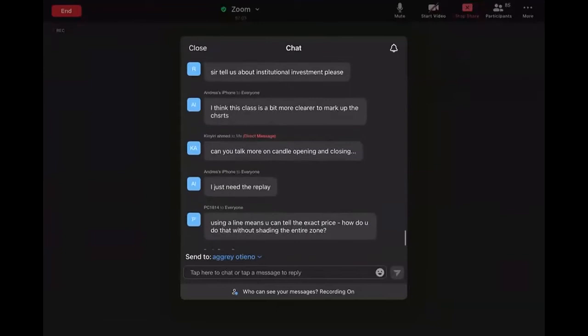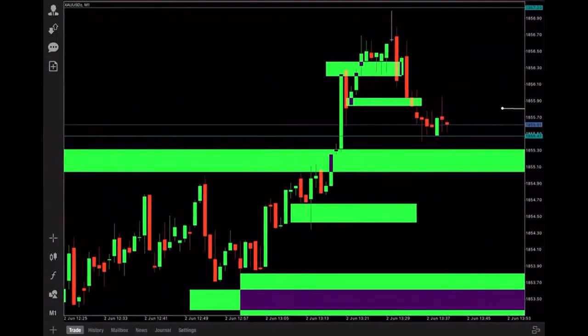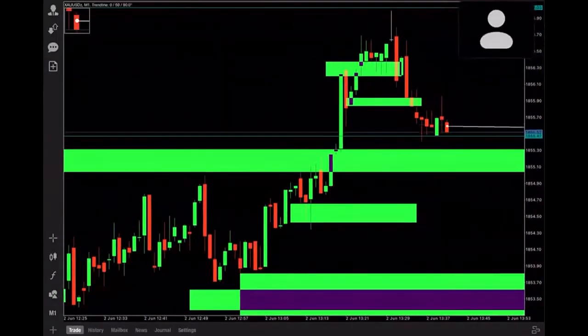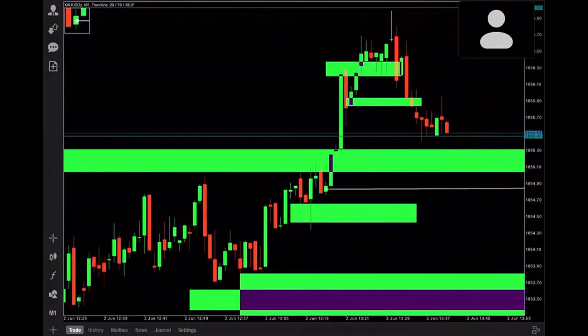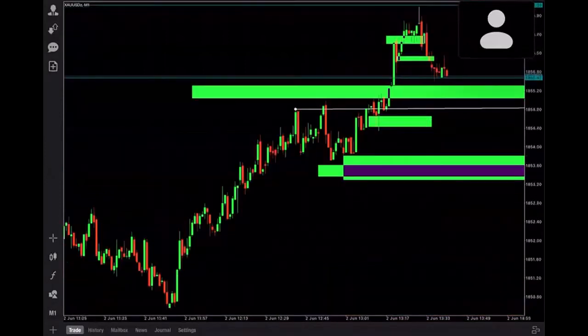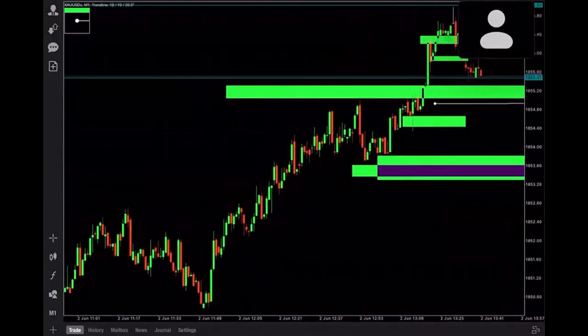Any more questions? If it can break this line, it will fall until around here, because this is a resistance area, but it became a buyer area. So it will come here. It will either be a buyer zone or seller zone.